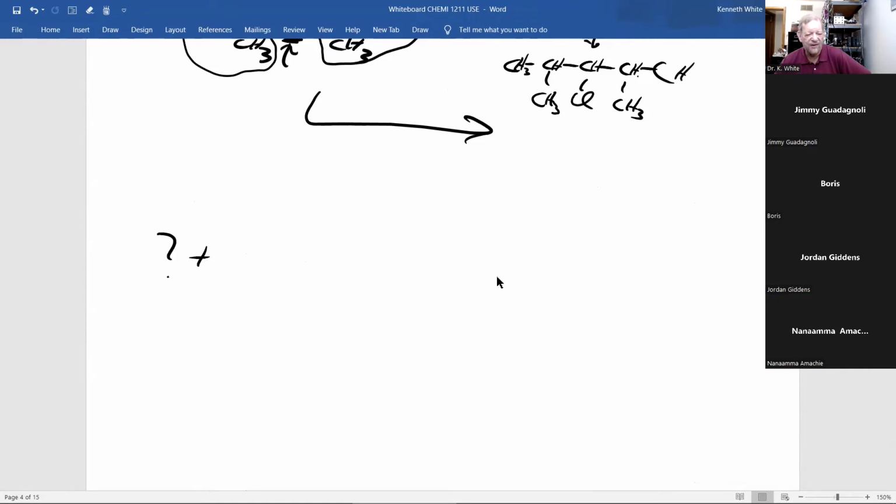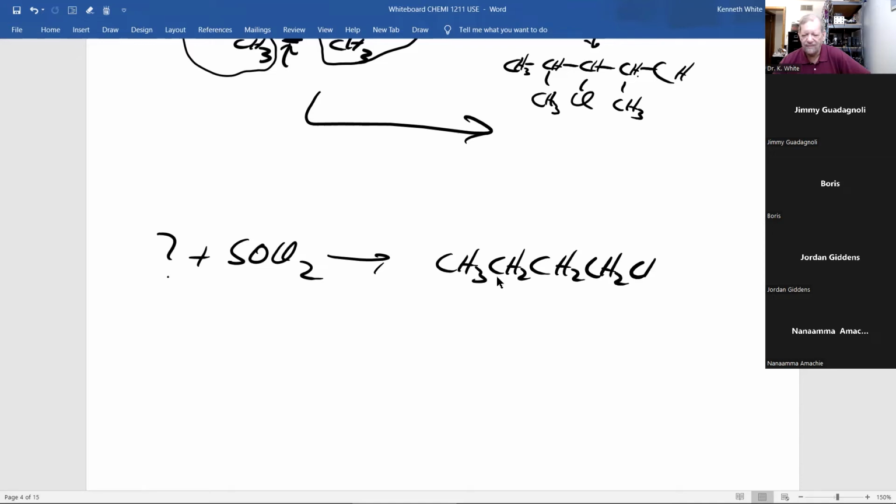Oh, let's have fun and do a synthesis problem. What do you react with thionyl chloride, SOCl2, to make this molecule? Your turn. What do I react, something with this, to make this compound?